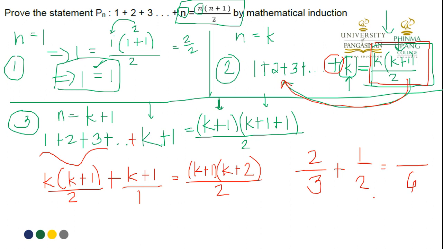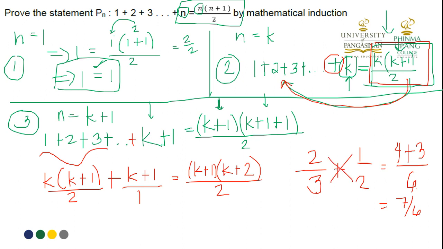Since maliit lang yung pinapakita ko, kaya natin siyang i-direct. So 3 times 2 is 6. And the process here is divide and times. 6 divide 3 is 2. 2 times 2 is 4. Plus, what is 6 divide 2? 3. 3 times 1 is 3. What is the final answer? 7 over 6.